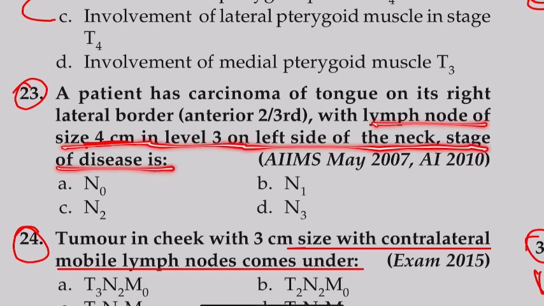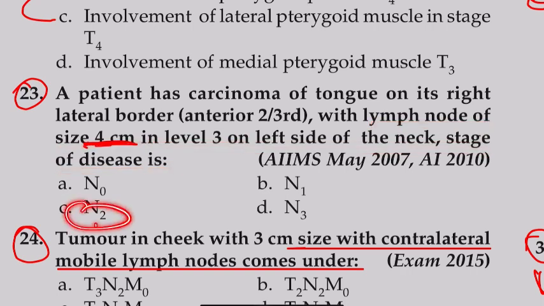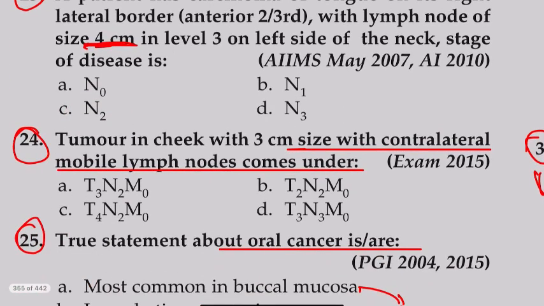What is the stage of disease? That is N2, right? Now here the size is 4 cm. Tumor in cheek with 3 cm size with contralateral mobile lymph node comes under what? T2, N2 and M0, right?